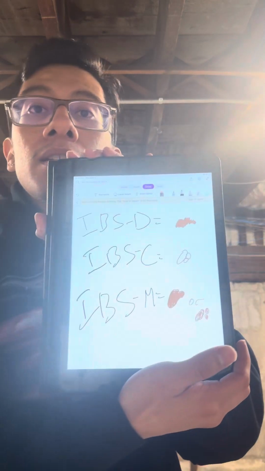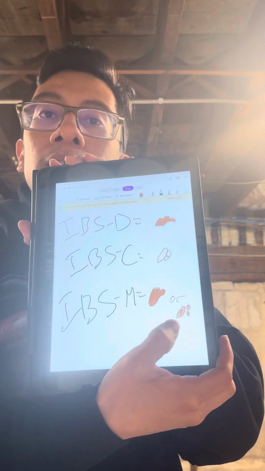IBD can be colitis or Crohn's diagnosis as examples, whereas with IBS, there's 3 kinds: D, C, and M. D stands for diarrhea, which means there are those loose stools. C stands for constipation, which are the harder stools, and then M is a mixed variety of the 2. There is no set symptom specifically that's consistent.